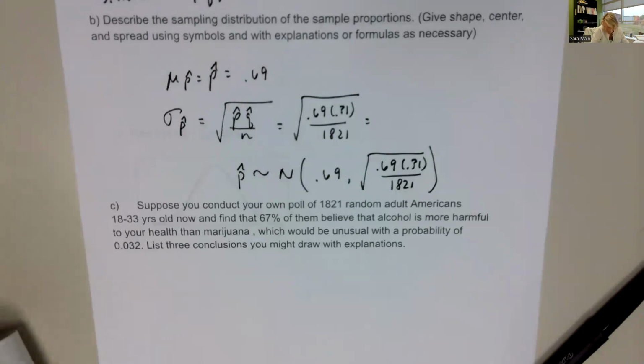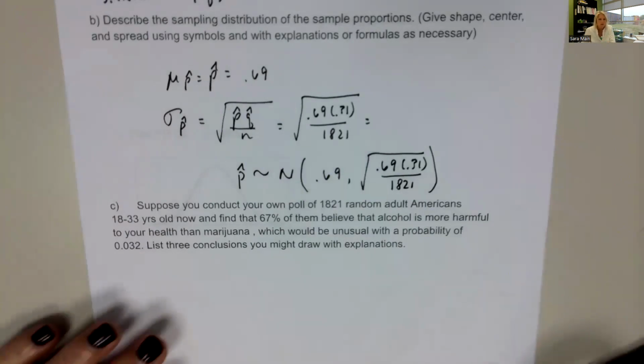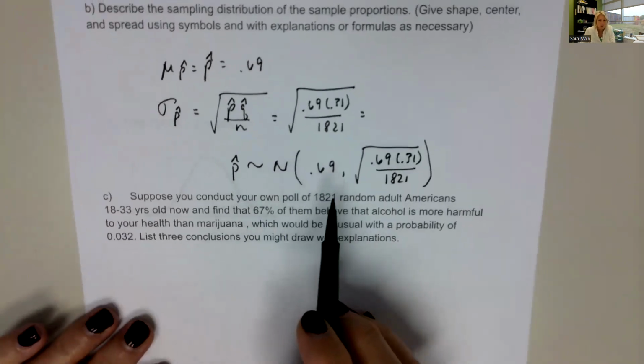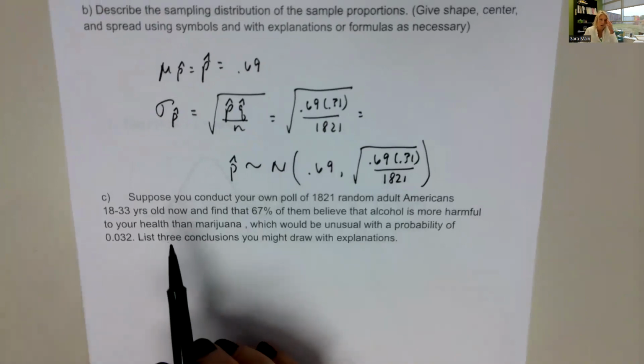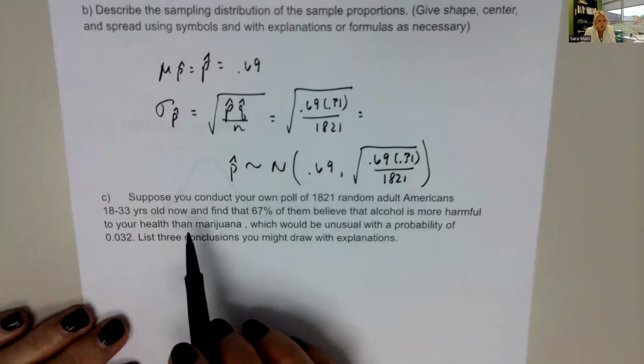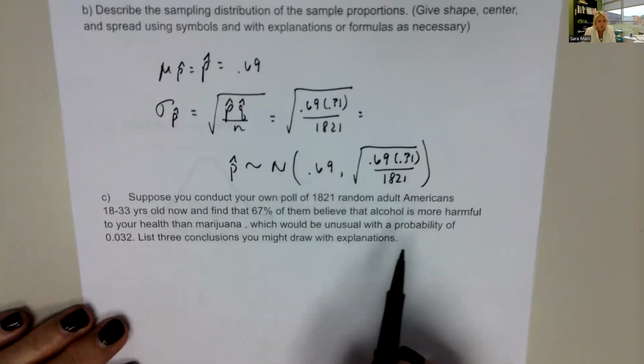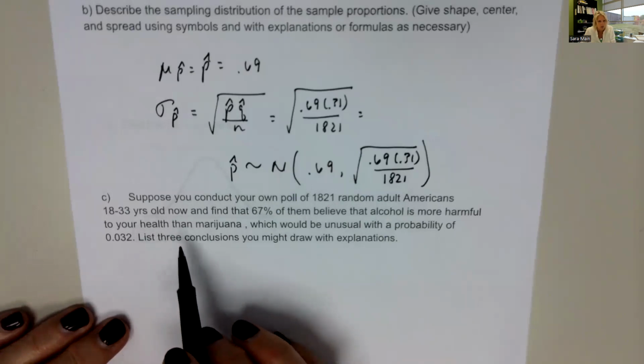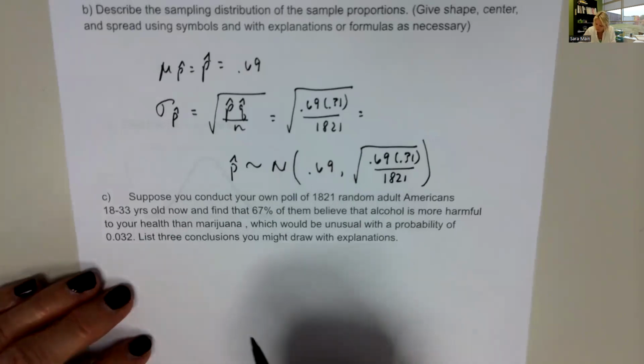And so he says, suppose you conduct your own poll of 1,821 random adult Americans, 18 to 33 years old, now, and find that 67% of them believe that alcohol is more harmful to your health than marijuana, which would be unusual with a probability of 0.032. List 3 conclusions you might draw with explanations.